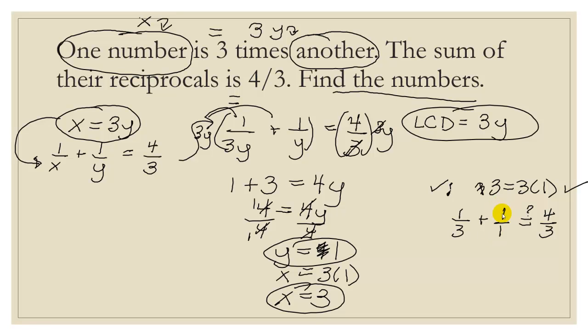Well, 1 over 1 is the same thing as saying 3 over 3, because 3 divided by 3 is 1. And now, since they have the same denominator, we can add the numerators, and we get 4/3. So 4/3 is indeed equal to 4/3, so this is correct as well. So these are our answers. Our two numbers are 3 and 1.